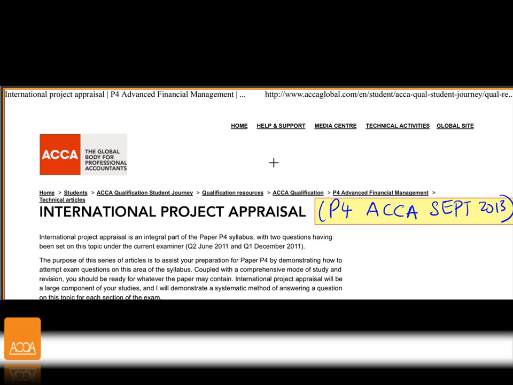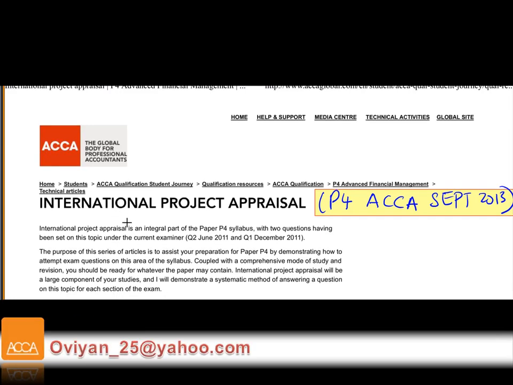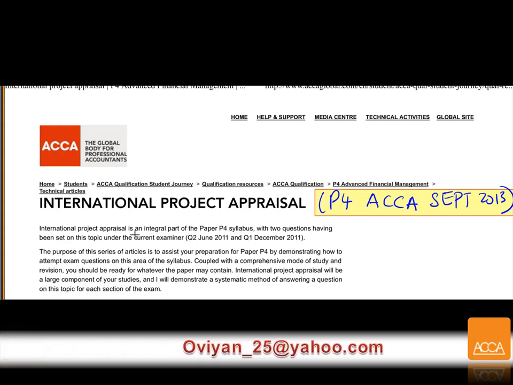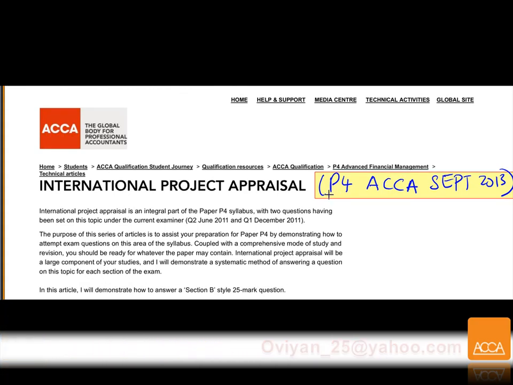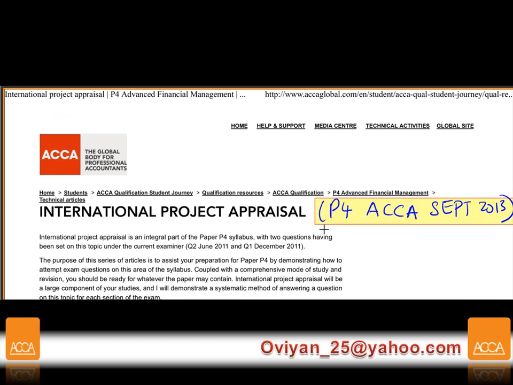Hello there. Today I'm going to show you how to do a basic international project appraisal, FDI, foreign direct investment. We're going to look at this article that came out recently, September 2013, ACCA P4 for Student Accountant. Now you can download this article at this site.